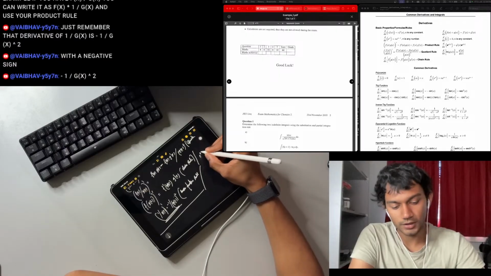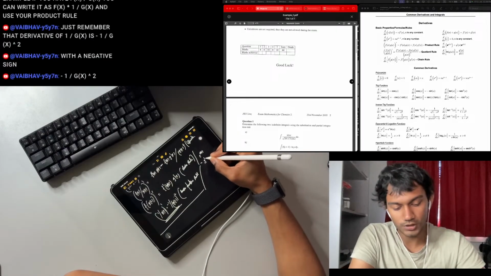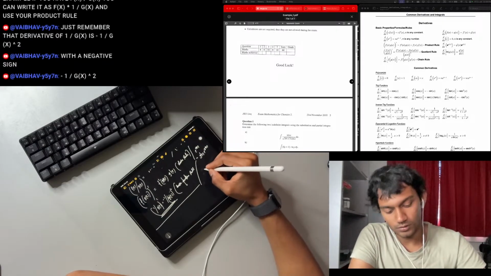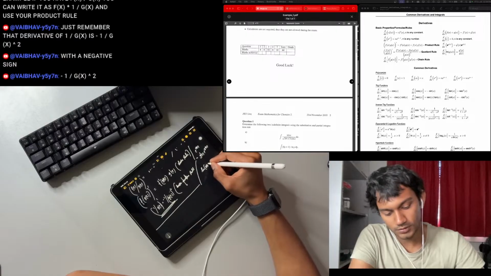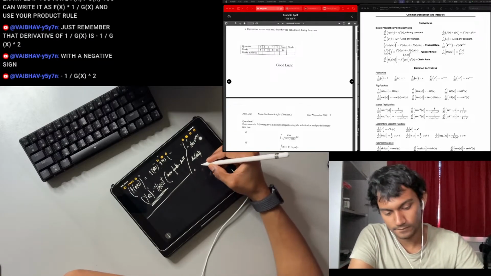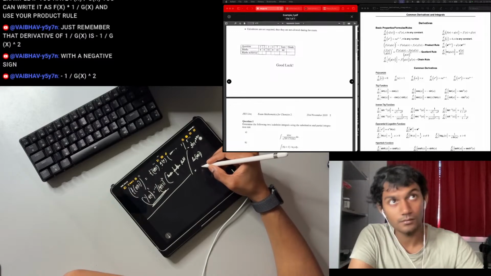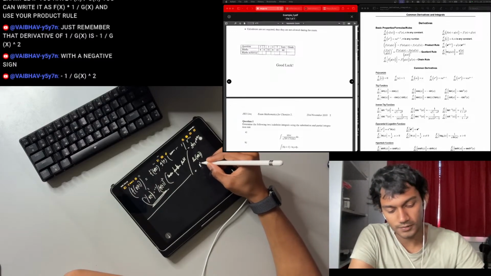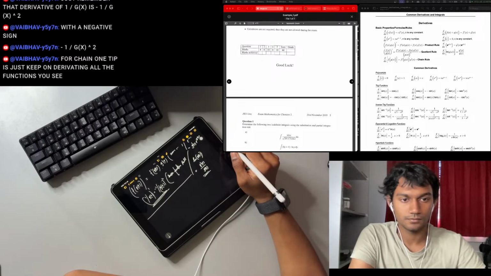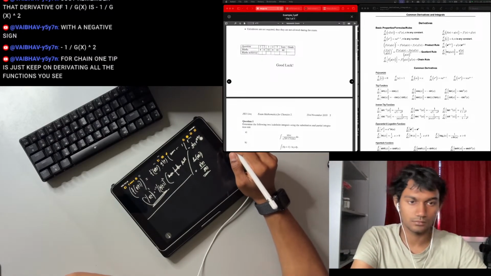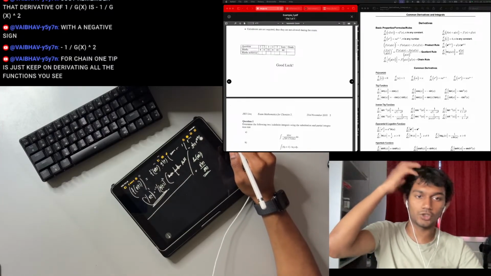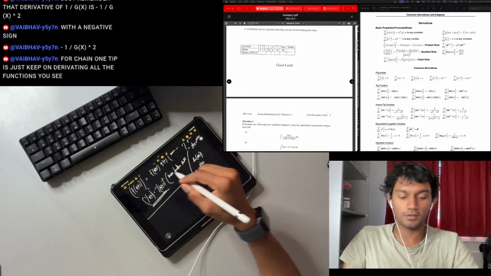E raised to g of x equals g dash of x e raised to g of x. Natural log of g of x. Oh, I forgot. G dash of x by g of x. For the chain one, the tip is just keep on derivating all the functions you see, okay? Just keep on derivating, multiply.